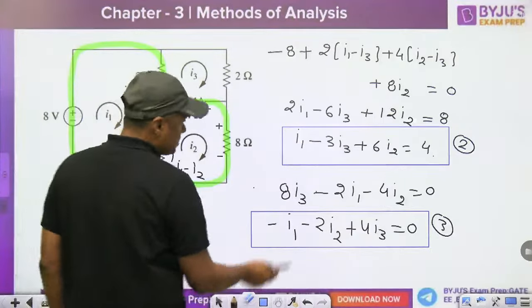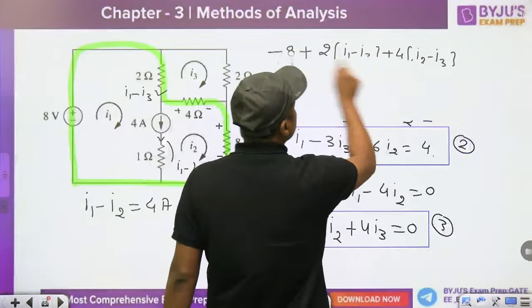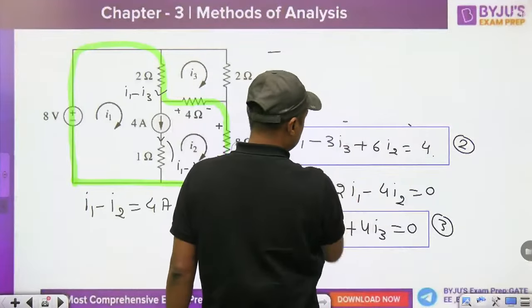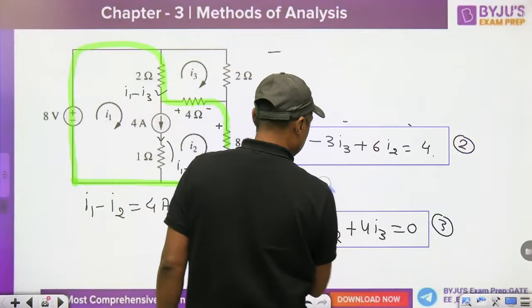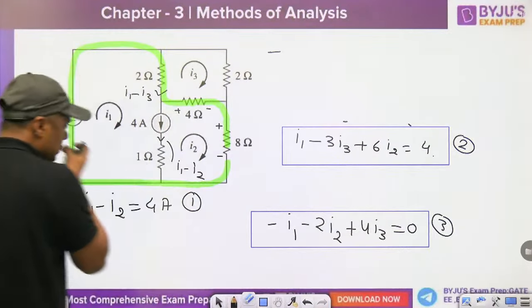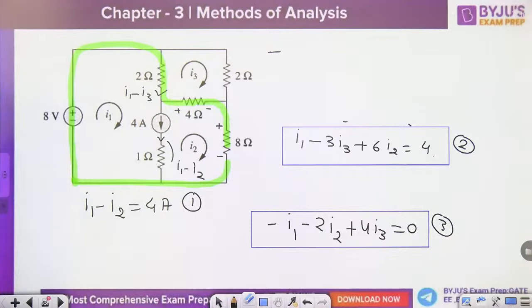These are the equations: 1, 2, 3. You can use the elimination method: 4 plus I2 is equal to the value of I1, then replace that, then you will get two equations, and then you can solve by using any other method. I am just giving you the answer.